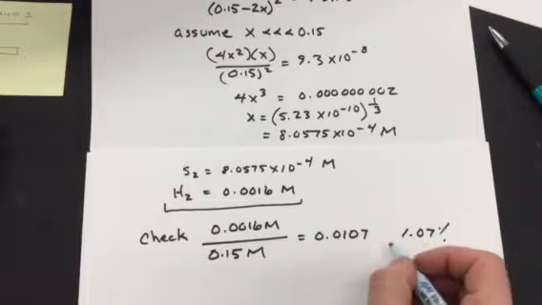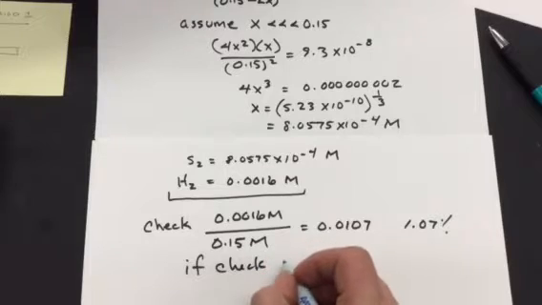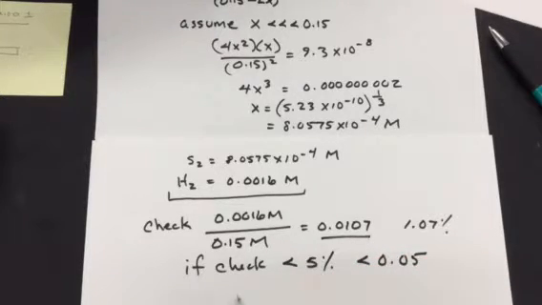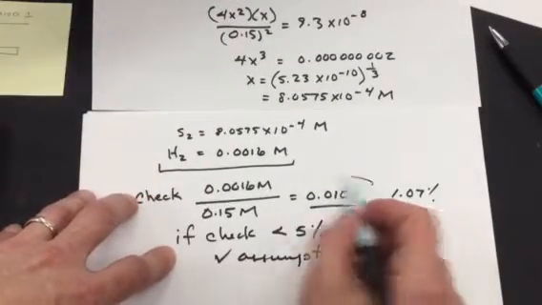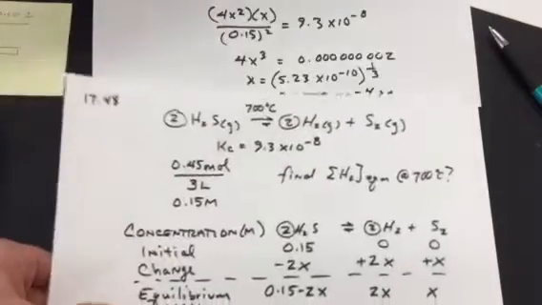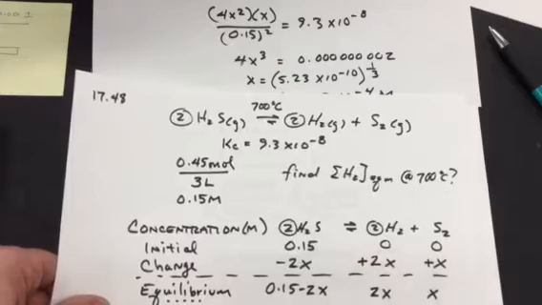And the rule is, if this check gives you a quotient of less than 5%, that is less than 0.05, then the assumption is good. We are 95% certain that that's going to be accurate. So in this case, since I came up with 0.0107, that's going to be less than 0.05, which means, guess what? That there's a lot of H2S that's going to be left over at equilibrium. Not much of it is going to break down.